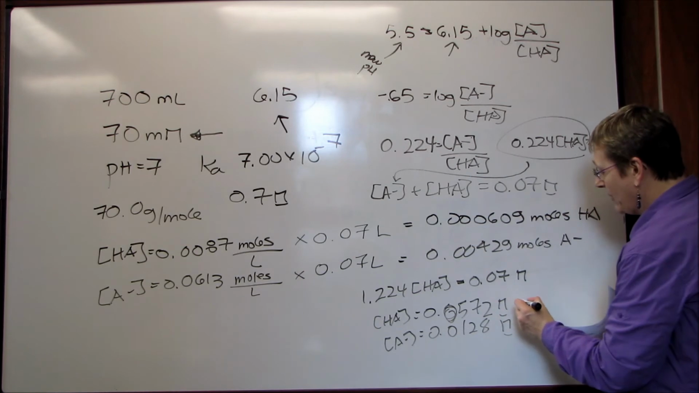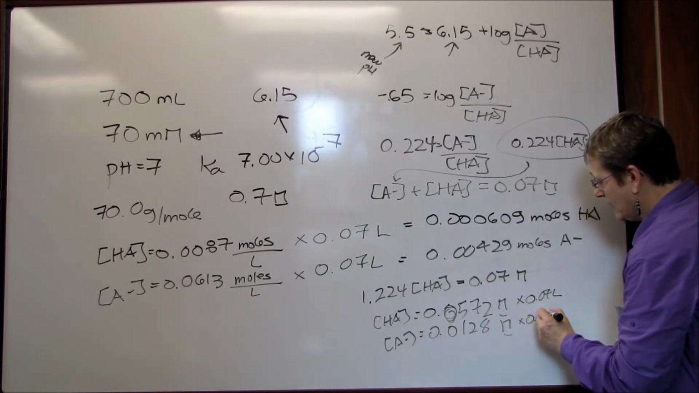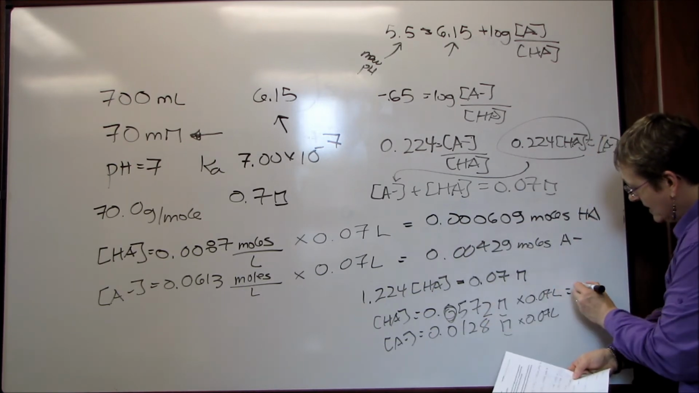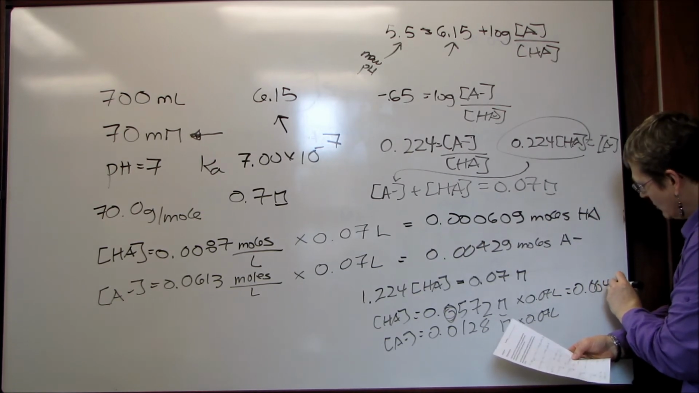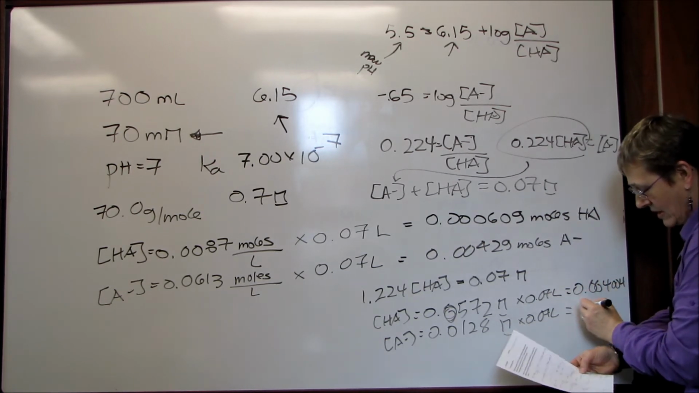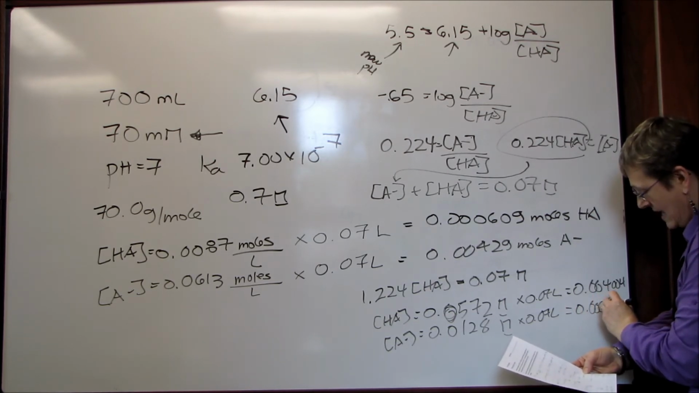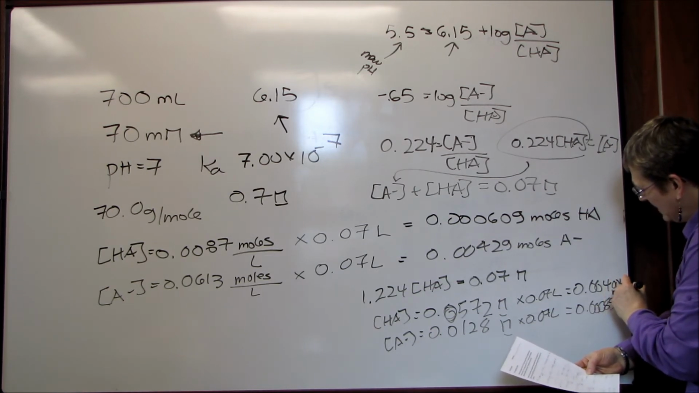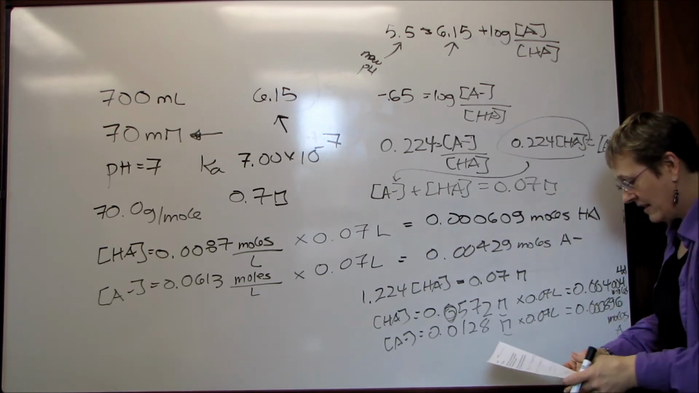So I'm going to multiply by volume again. Same volume. And I'm going to come up with values of 0.004004, if I can read my own handwriting, and 0.000896. Tell you one thing right now, this is where people make a lot of boo-boos, is they lose a zero somewhere. So check your math.